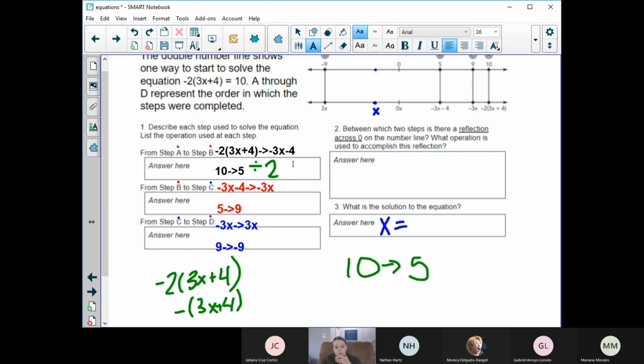So we also, I'm going to type this in here, the -1. Okay. That was an extra little step that they did there. So we divided by 2, and then we distributed the -1. Okay.